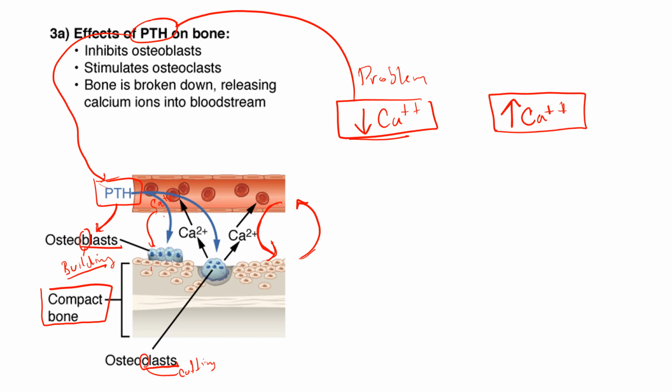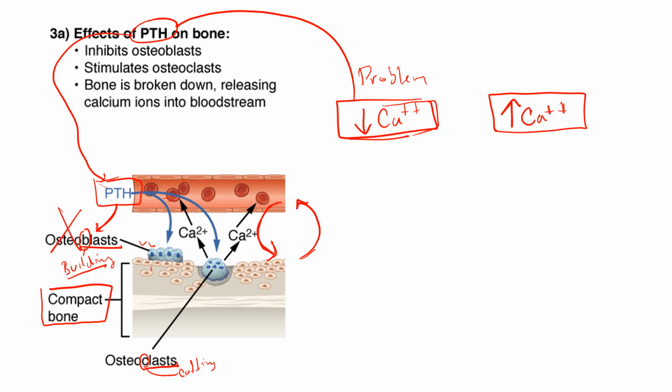So by doing that, you can imagine that if an osteoblast is super active, the osteoblast is taking calcium from your blood and putting it into the bone. That means that your calcium levels in your blood will go down if these guys are taking it, right? So you don't want that because we have problems with low calcium. So PTH will inhibit the osteoblast.